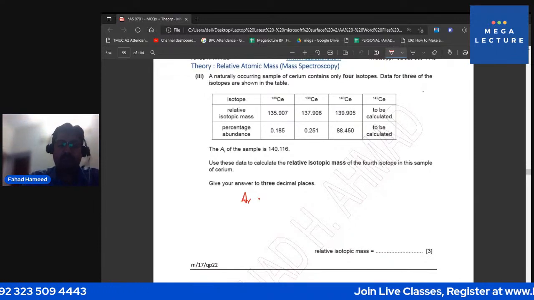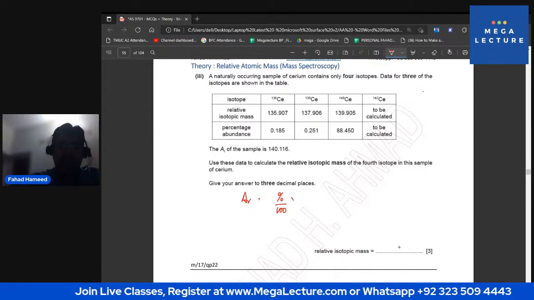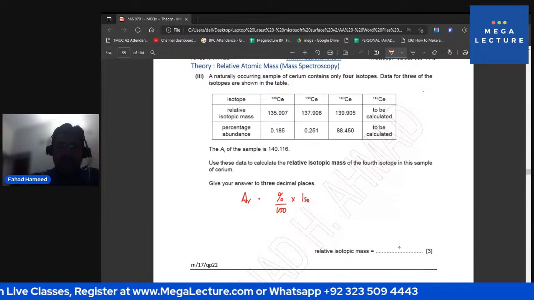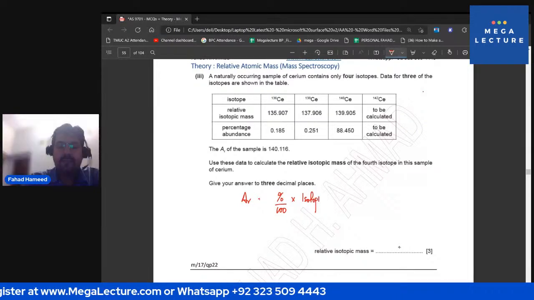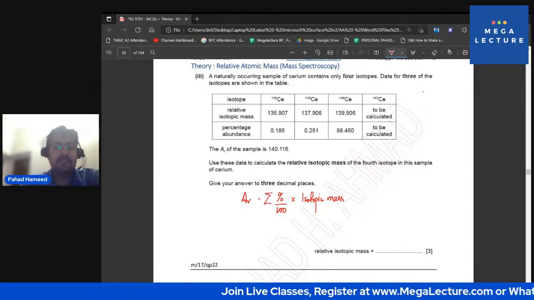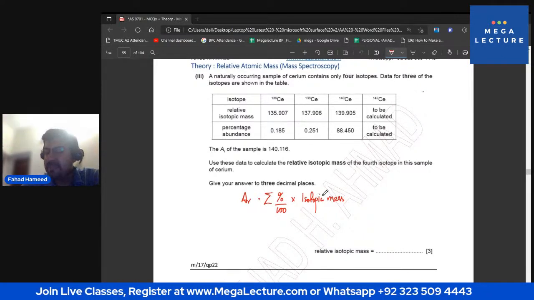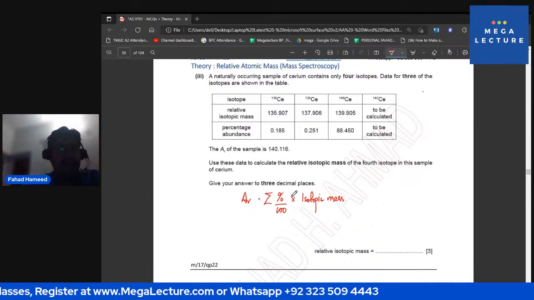What you have to do is multiply the fractional percentage with your isotopic mass, and you have to sum all of them up. So you multiply it by the isotopic mass, and you take the sum of that. That's the average of all the isotopes of the atom: the isotopic mass multiplied by the fractional percentage of that isotope.